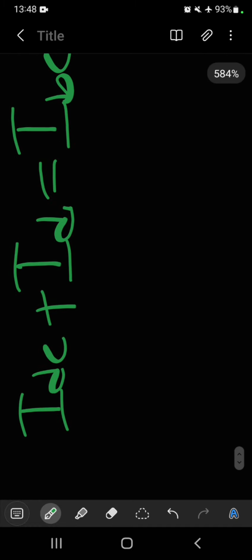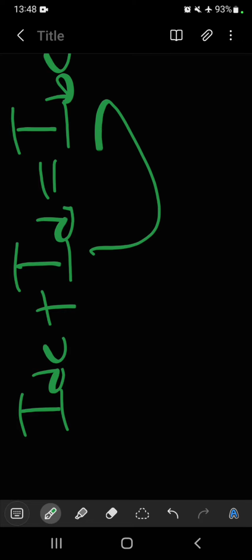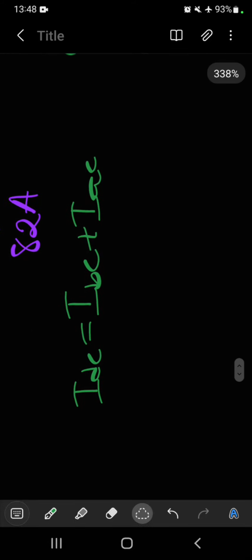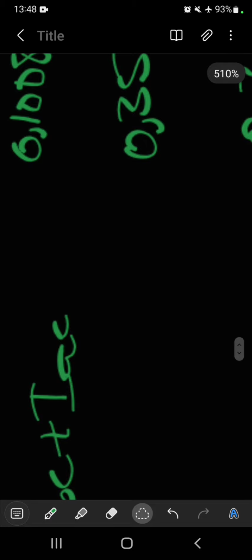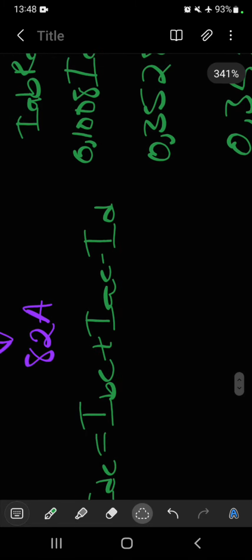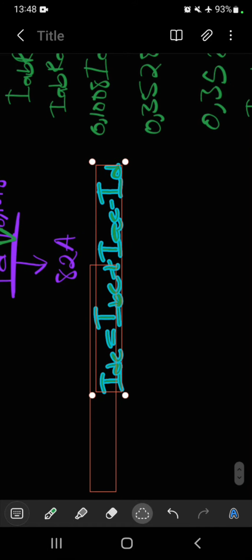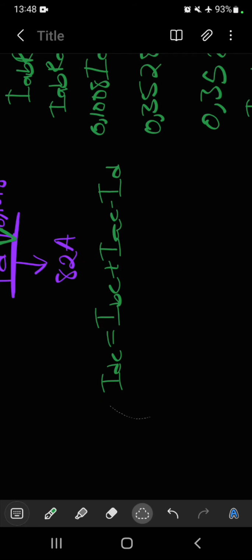IDC is unknown. Okay, let me simply do this. I'm just gonna take ID to that side, right? I'm trying to limit the use of space, and then put it there. And we have now minus ID, and put it properly where it belongs.